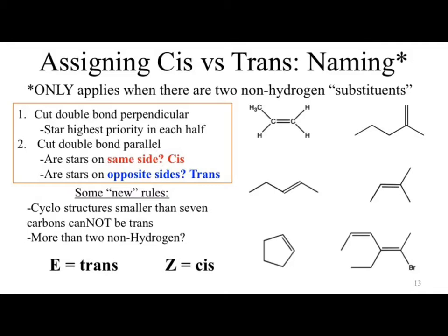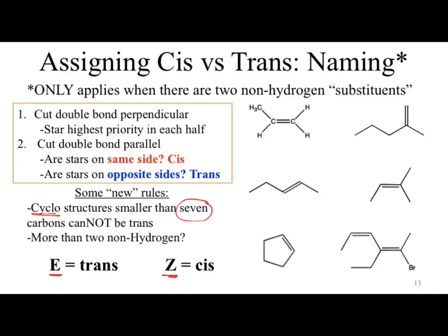So our new rules that we just addressed: your cyclic structures we've got up here cannot be trans if they have 7 carbons. Could have sworn it was 8. Check your textbook on that one. I'll talk about it in class next week, but I thought it was 8 carbons. But I could be wrong. Maybe it's 7 and fewer. Cannot be trans. If you have more than 2 non-hydrogen groups, you need to be using the E and Z nomenclature, not the cis and trans.